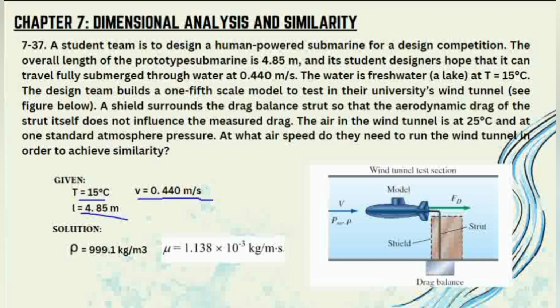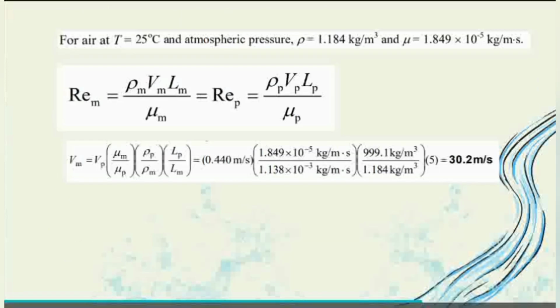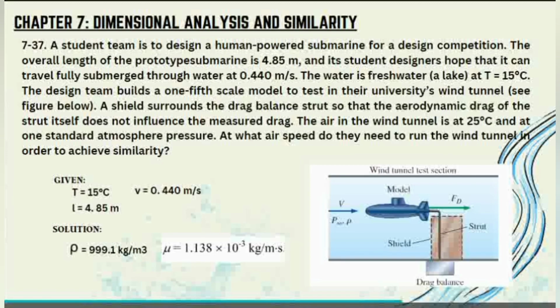So we have the properties. For water at a temperature of 15 degrees Celsius and atmospheric pressure, the density is equal to 999.1 kilograms per cubic meter, or about 1000 kilograms per cubic meter, and the mu is equal to 1.138 times 10 raised to negative 3 kilograms per meter second.